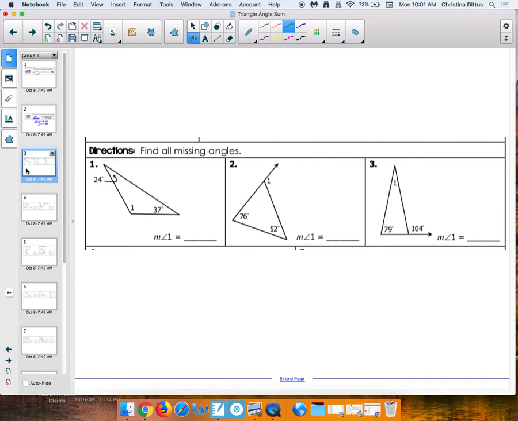So if I look at number 1, I have a triangle, and I have my angles inside the triangle, right? You told me triangles add up to be how much? 180. So if all three add up to be 180, and I know one's 37 and one's 24, how can I find angle 1? Yeah, add these two together and subtract from 180. So we're going to take 180 minus 37 minus 24. If you don't have a calculator, go grab one. Looks like we do. Thank goodness. When I subtract, how much is left for angle 1? 119. Everybody agree? Good deal.